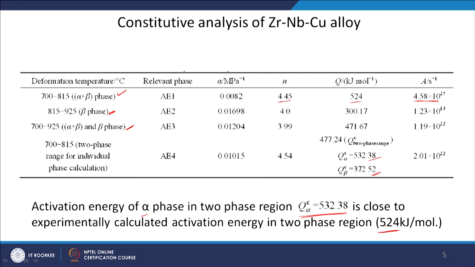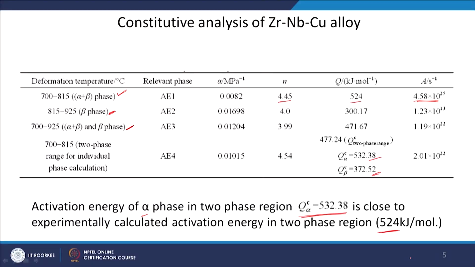That means that the activation energy of deformation of alpha phase is very close to the activation energy for the deformation which we found experimentally in the two phase region. That means the alpha phase is the dominant phase in the two phase region, the one which decides how the deformation is going to take place. So, one very important outcome of this work was that we were able to identify the phase which is dominating the deformation process in the two phase region.